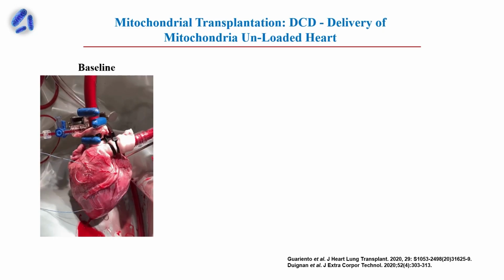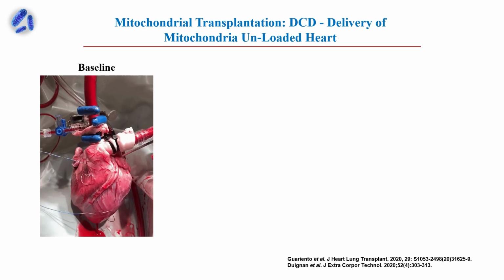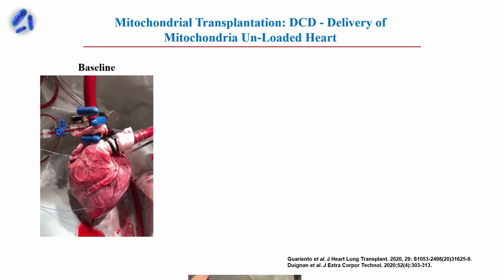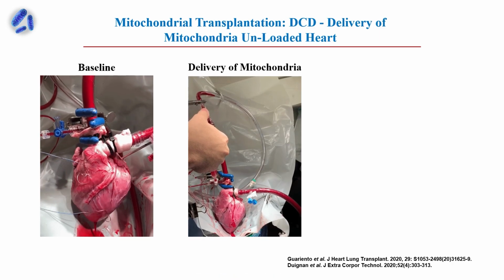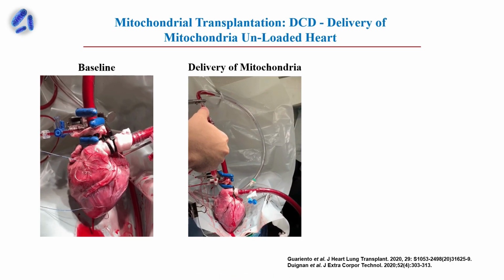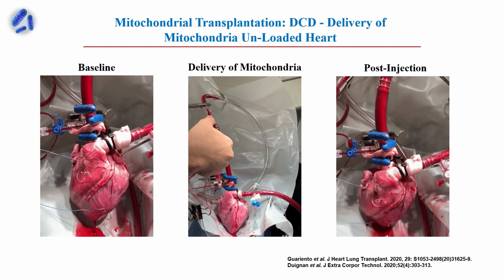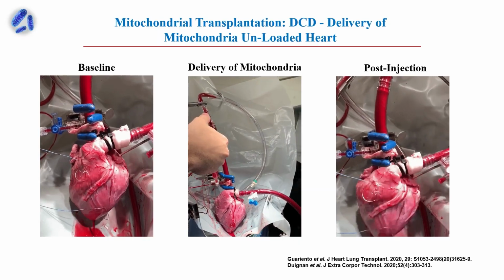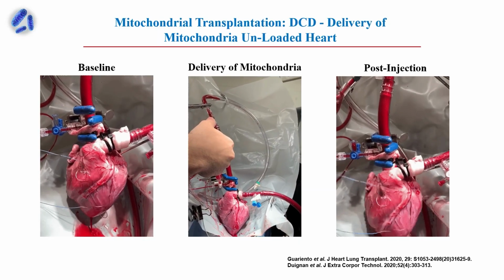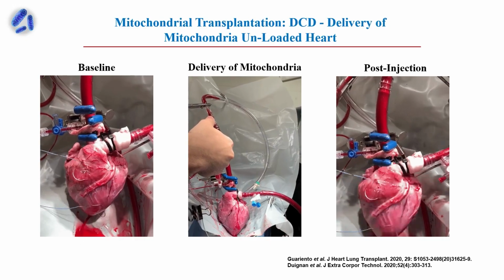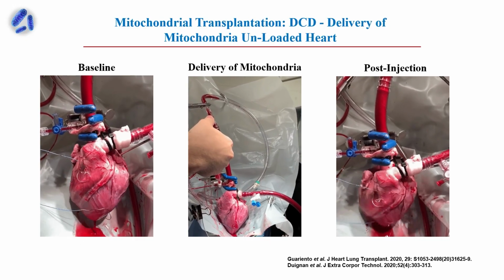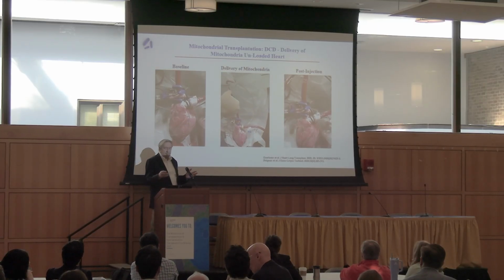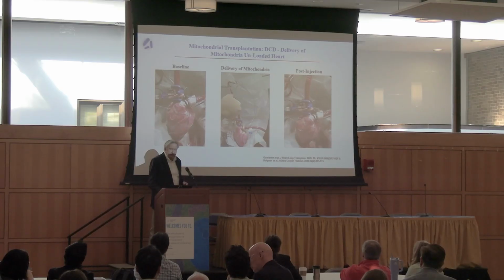Here's what an injured heart looks like. This is a pig heart, by the way. It's blood perfused, it's on a rig. So here we are. We're just injecting in a little bit of mitochondria there. This is what it looks like after it gets the mitochondria. And that goes on for 6 hours on the rig. At the end of 6 hours, we just stop. So this is in lieu of a bunch of graphs that I can show you.